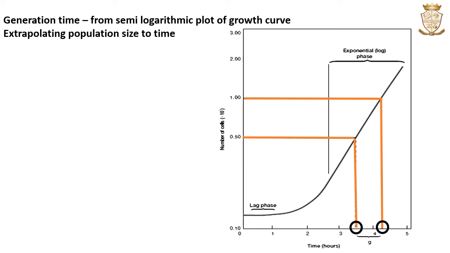So, the mean generation time can be determined directly from a semi-logarithmic plot of the growth curve. And if we have the G value, then we can calculate the K value, or the mean growth rate constant, since they are reciprocal to each other. The calculation of generation time from a growth curve is done by extrapolating the population size, given on the y-axis, to the time, given on the x-axis.